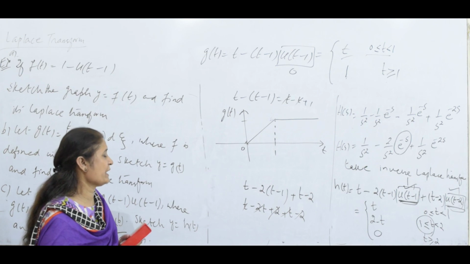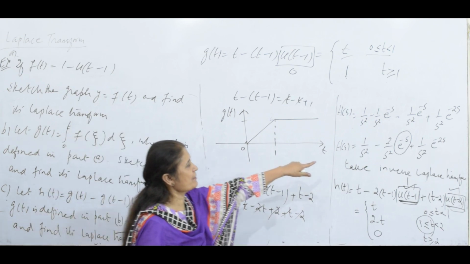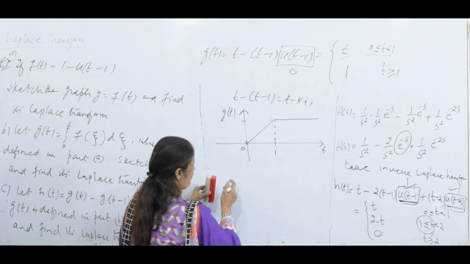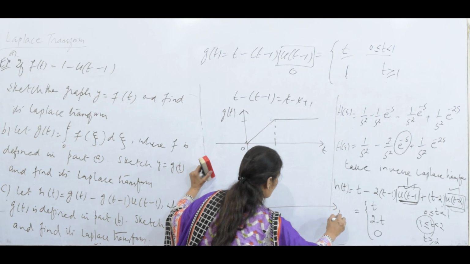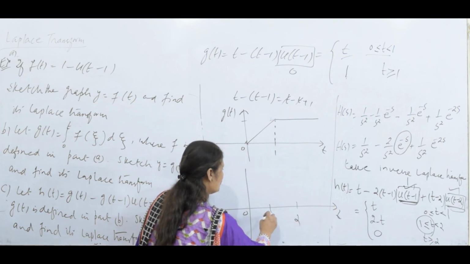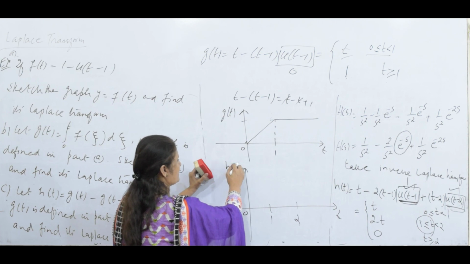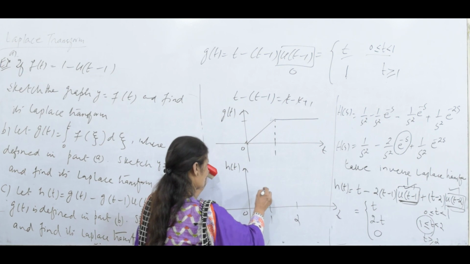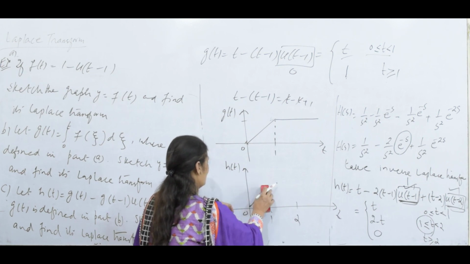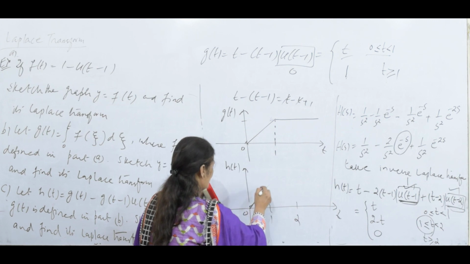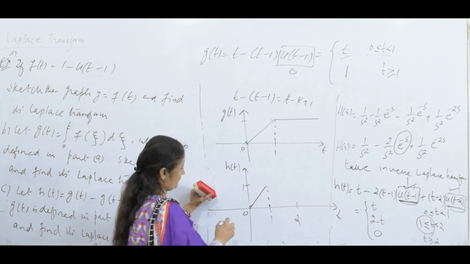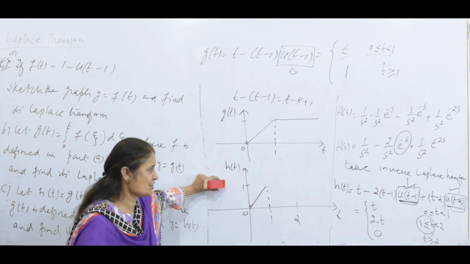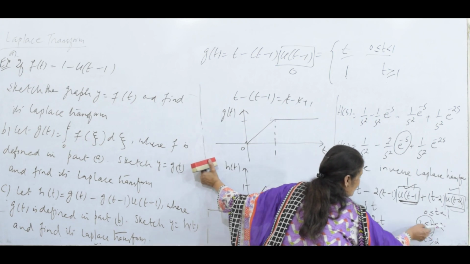So this is the way you sketch the function: bringing it in terms of t by taking the inverse Laplace, and then drawing the figure. Let me draw the figure. This is t. This is 0, 1 and 2. And here I am sketching h(t). When t lies between 0 and 1, it is t. If t lies between 1 and 2, it's 2 minus t.